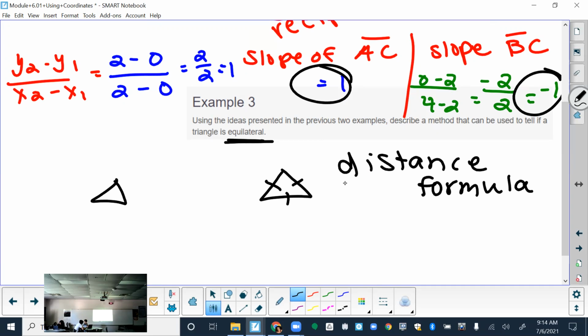Questions about that? All right, if all sides are equal, then it's an equilateral triangle. We use the distance formula for that.